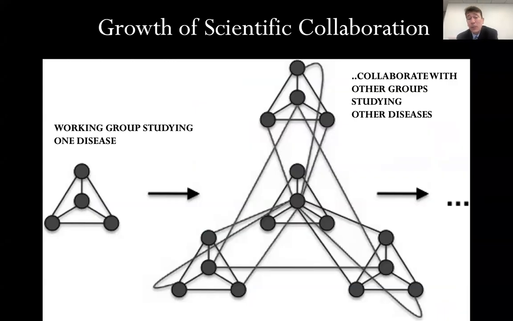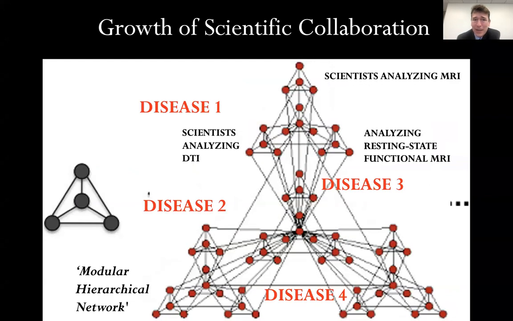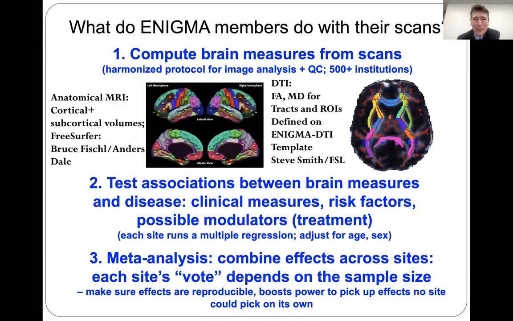Now, the way that the work is organized is that if a group is studying a certain disease, and these dots here are different scientists studying the disease working together, there may be a disease that's being studied with MRI, DTI, and resting state functional MRI, but other diseases might be reasonable to study with the same methods. And you can imagine a network, in fact, a modular hierarchical network of scientists that develop analytic pipelines and apply them to multiple diseases. And then the lines are collaborations between them, where they're comparing information across disorders, imaging modalities, and even across continents and cultures as well.